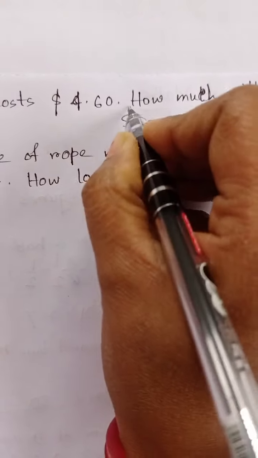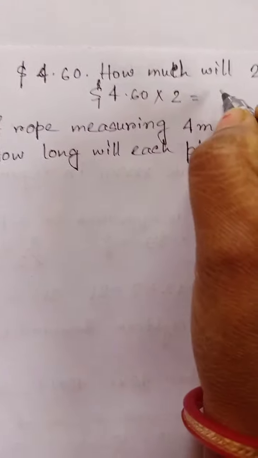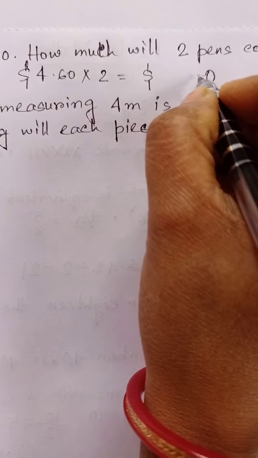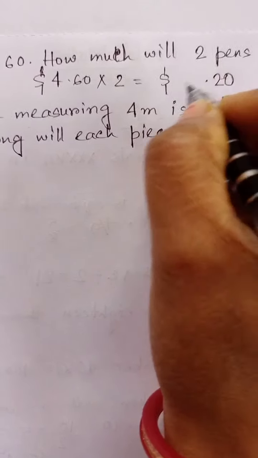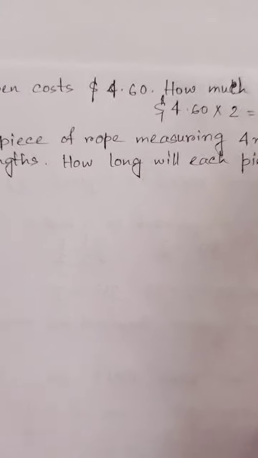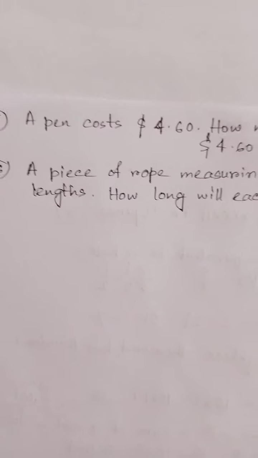Number 15, a pen costs $4.60. How much will 2 pens cost? $4.60 into 2. 2 zeros are 0, 2 6s are 12, 1 carry, 2 4s are 8, 8 plus 1 is 9. $9.20 is the answer.